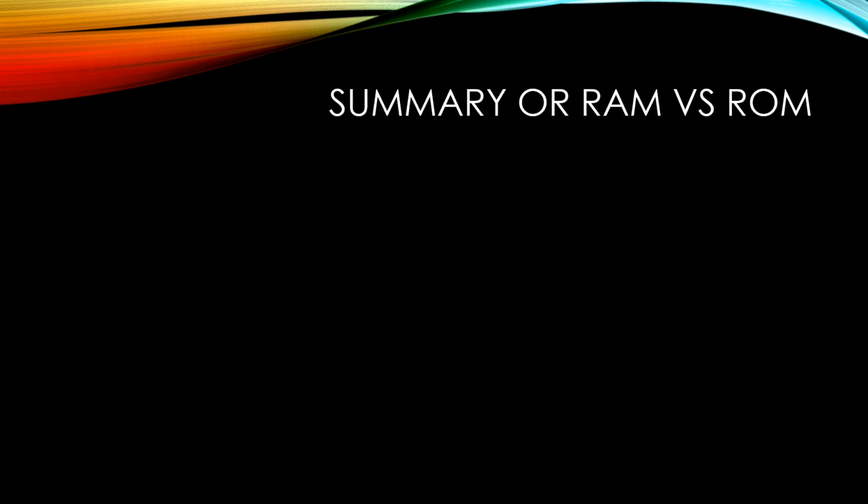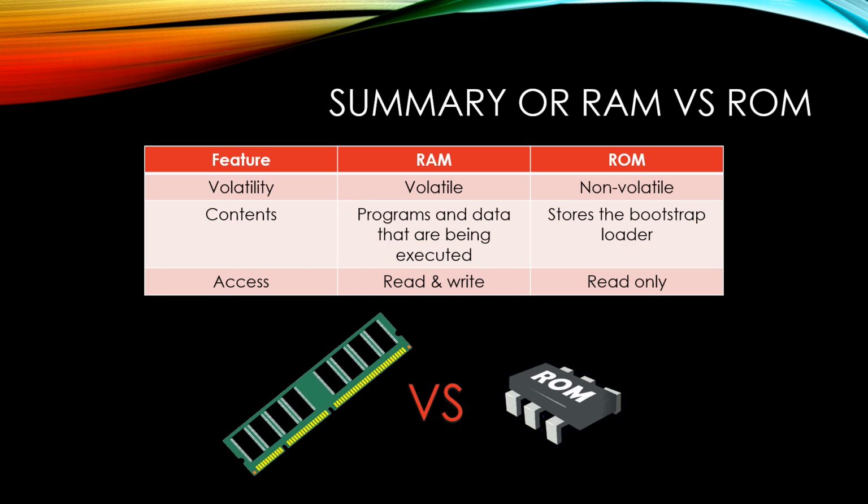So, to summarize the differences between RAM and ROM, RAM is volatile, where ROM is non-volatile. RAM contains the programs and data that are being executed, and ROM stores the bootstrap loader. RAM is read and write.